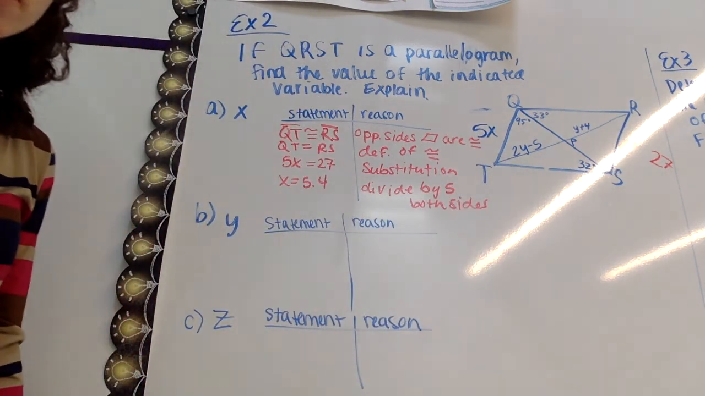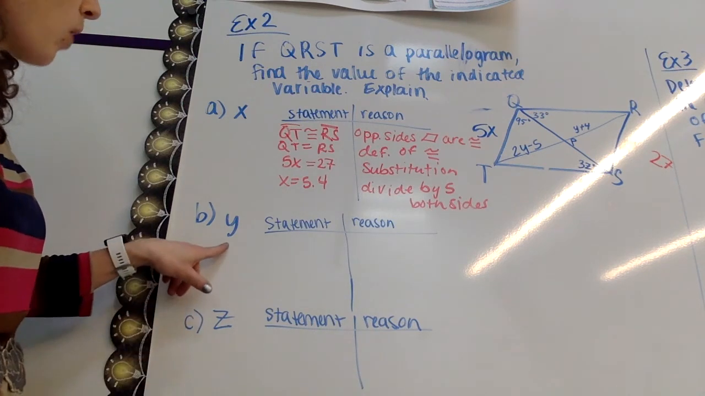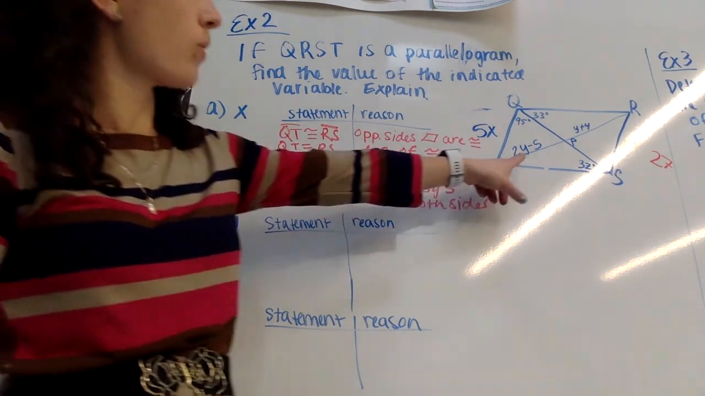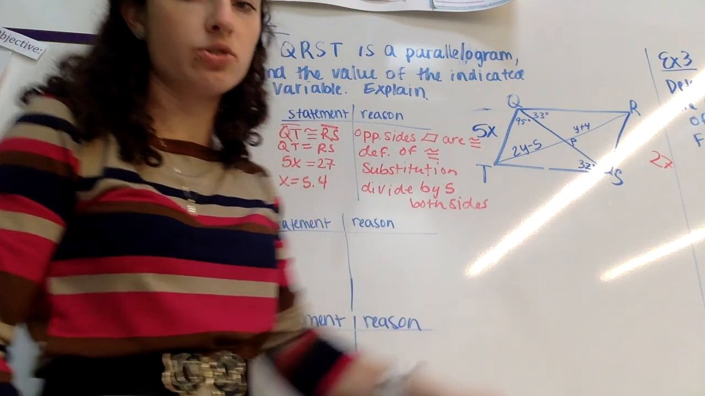That's dividing by 5 on both sides. Okay. Next we need to find y. So let's go look at where y is. Y is right here, and in this segment over here: y plus 4 and 2y minus 5.